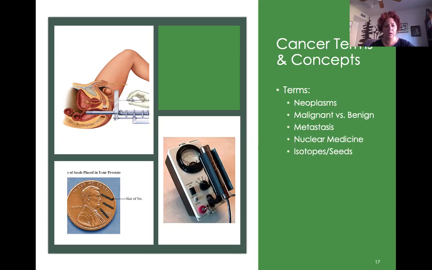Nuclear medicine is where we're going to get those radioactive isotopes, or those radiation seeds, excuse me, that we might use in a situation like this one right here, which is representative of what's called brachytherapy. And brachytherapy is where they have identified prostate cancer. And so they'll bring the patient in, we'll put them in the lithotomy position, and they're going to insert this device into the rectum.